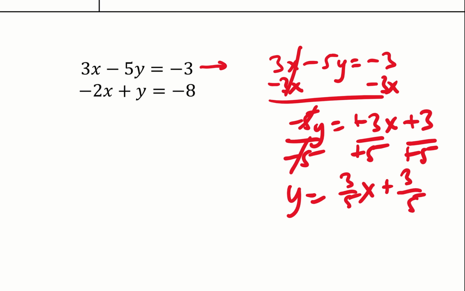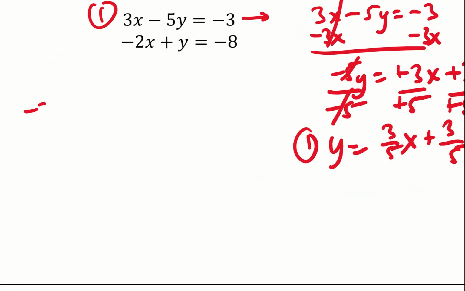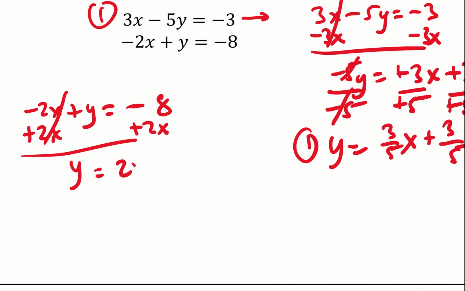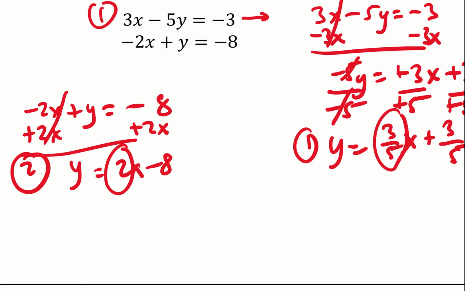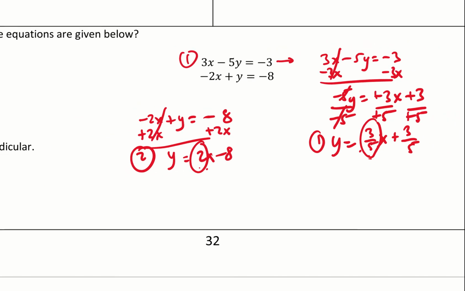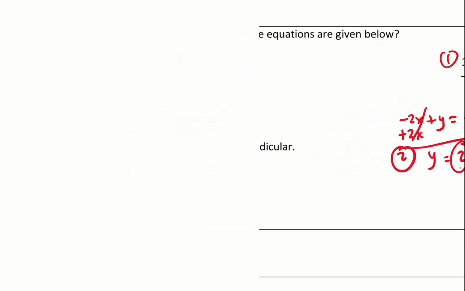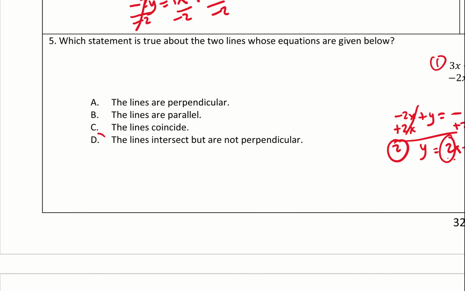Okay, so now I have my equation for this first one. So this is going to be equation 1. So let's do equation 2. So equation 2, I get y by itself by adding this because it's negative. And so I get 2x minus 8. That's going to be equation 2. So notice that the slope of equation 2 is 2. The slope of equation 1 is 3/5. They're not reciprocals or negative reciprocals of each other, and they're not equal to each other. That means they cannot be parallel and they cannot be perpendicular, so they're going to be neither. So the answer is they intersect, but they're not perpendicular.